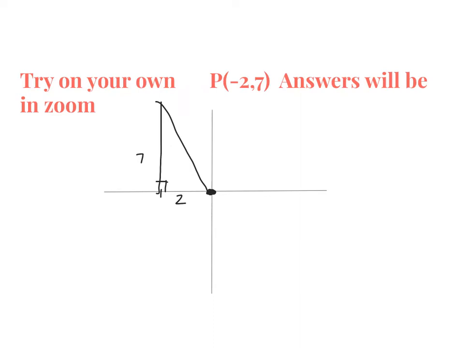The right angle is always going to be perpendicular to the x-axis, with angle theta being the interior angle. From here, you guys would need to find your hypotenuse using Pythagorean theorem, and then calculate your 6 trig ratios. The answers for this will be given in our Zoom meeting.